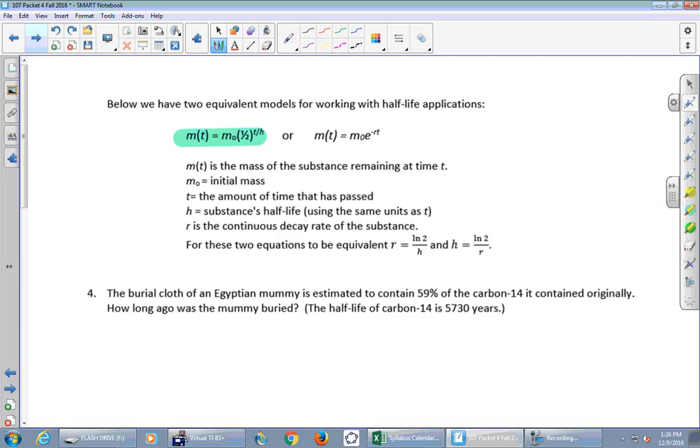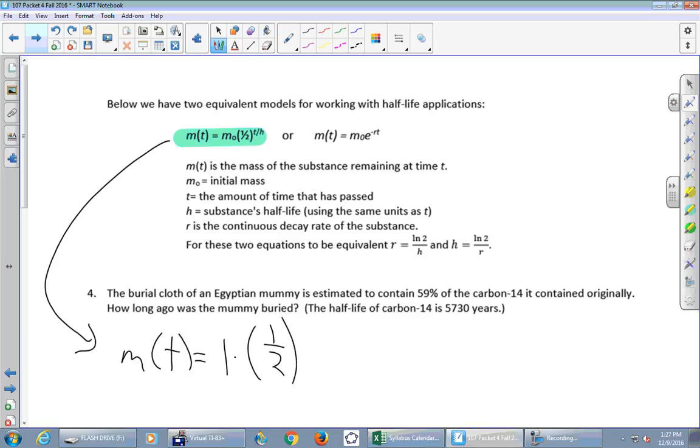And now we'll use this brand new formula to solve. M of t equals m sub 0. That's the initial amount of carbon-14. It says 59% is still there. So if we're thinking percentages, what do you want to put for the initial amount? 100%, but we never write percentages inside of equations. We convert 100% into what number? 1. There we go. 1 is our initial amount. That's 100%.